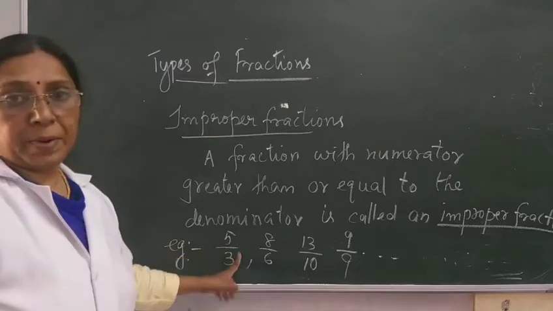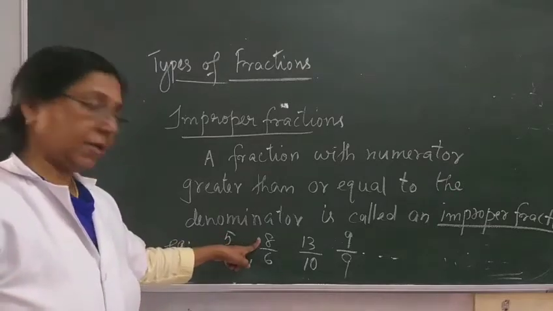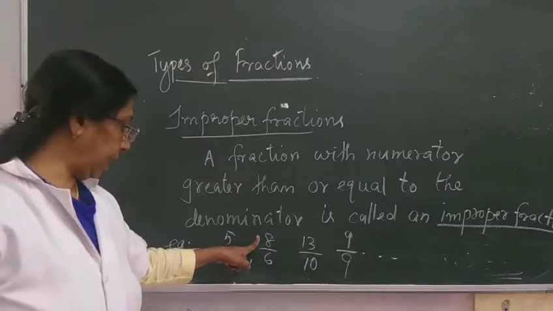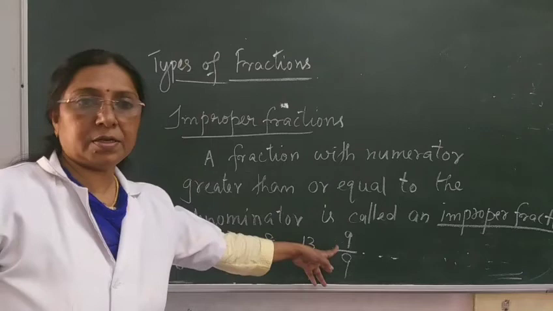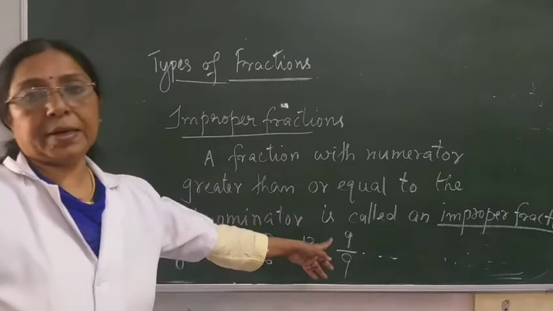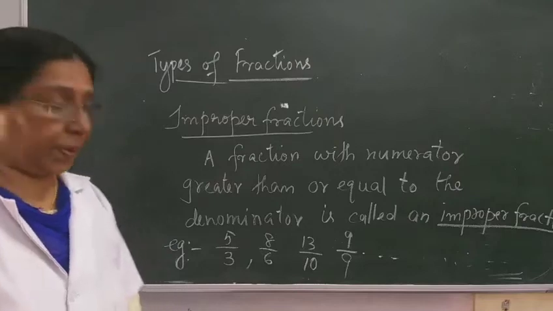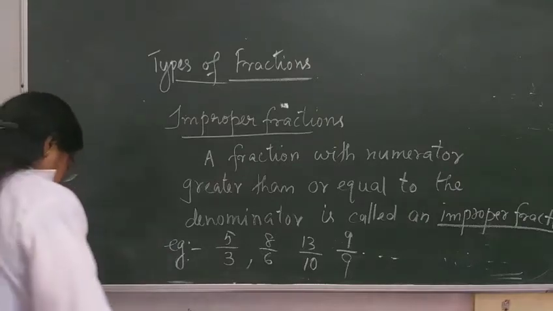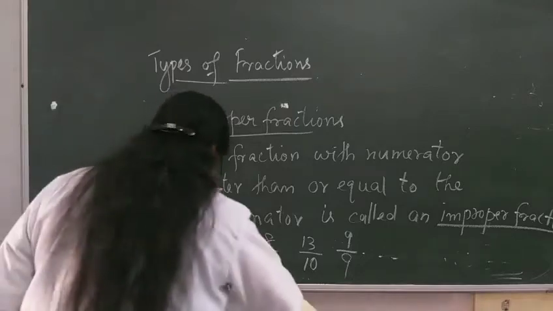See, 5 by 3. Here the numerator is greater than the denominator. 8. Numerator is 8, that is greater than the denominator. Here also it is greater than the denominator. Here they are equal. The numerator and denominator are the same. Then such fractions are called improper fractions. But in types of fractions, there is one more, mixed fraction.